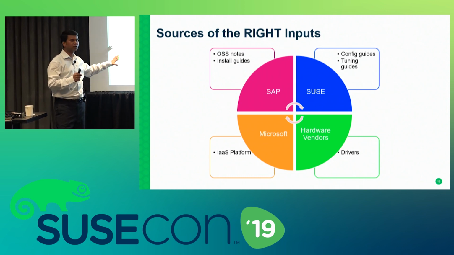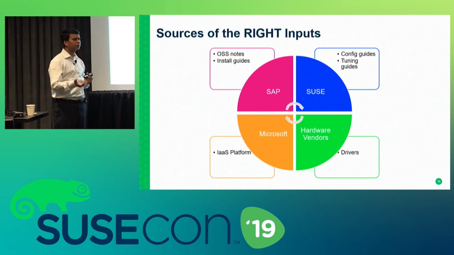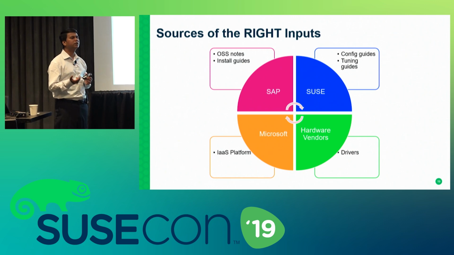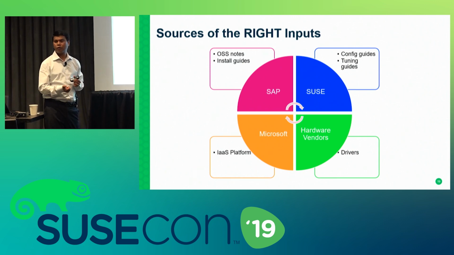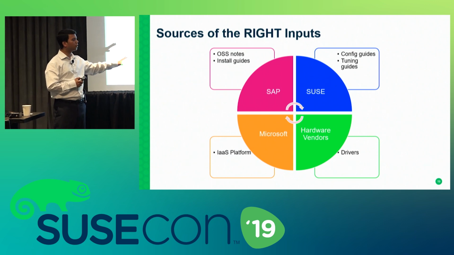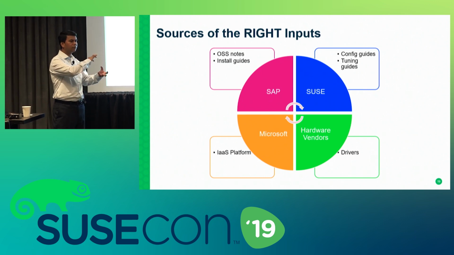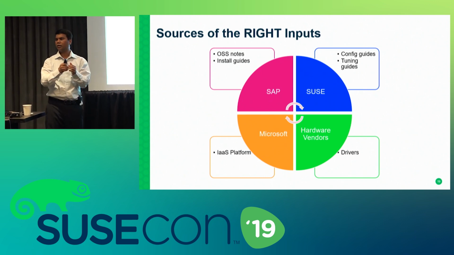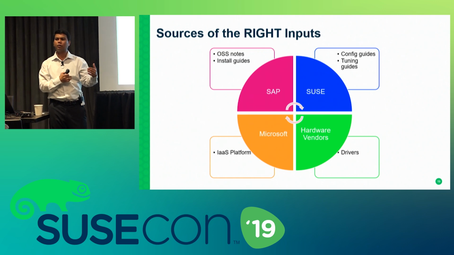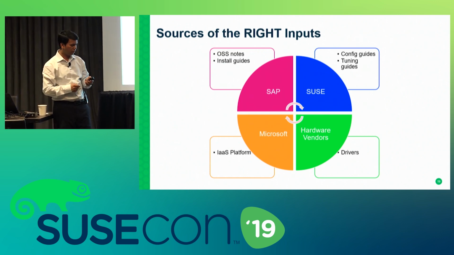You also go to Microsoft, to the IaaS platform docs at docs.microsoft.com, and figure out what specific version or information is required from the Microsoft side for the operating system. You also go to the hardware vendor of a specific platform to determine the driver version. Once you have all four pieces of information, you craft your specification, and then you start building the image.